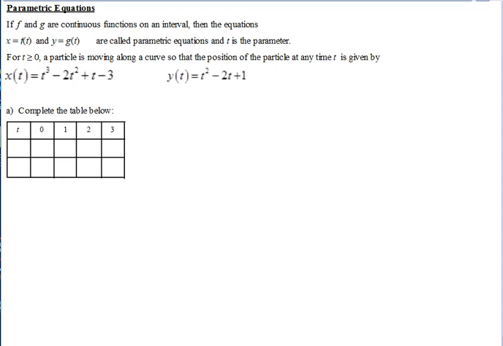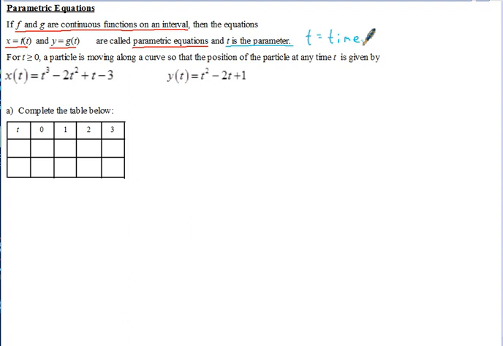With parametric equations, if we've got two functions f and g that are continuous on some interval, then the equations x equals f of t and y equals g of t are called parametric equations, where t represents the parameter. So we have a function that represents the x-coordinate at a given parameter t, and a function that represents the y-coordinate at a given parameter t. It doesn't have to be, but usually on these problems, t is representing time.